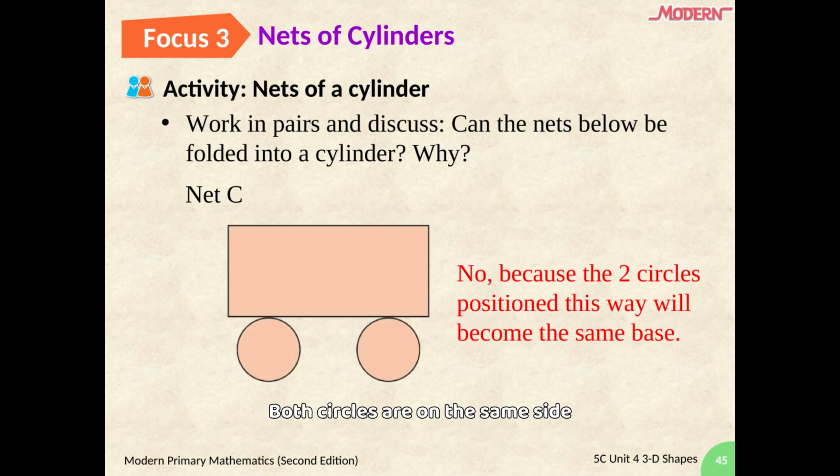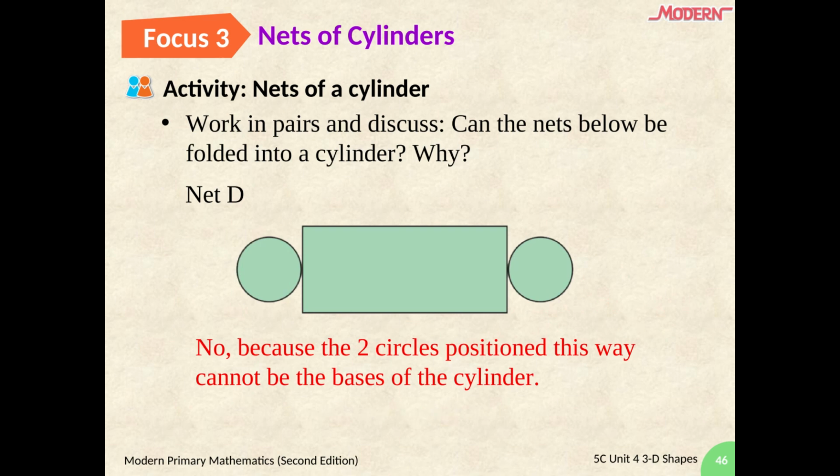What about net C? Both circles are on the same side of the rectangle. If you fold this up, you'll have two bottoms and no top. Or two tops and no bottom. Either way, your soup will spill everywhere. This is a classic base blunder. To be a cylinder, you need a base at each end. Net C is a definite no-go.